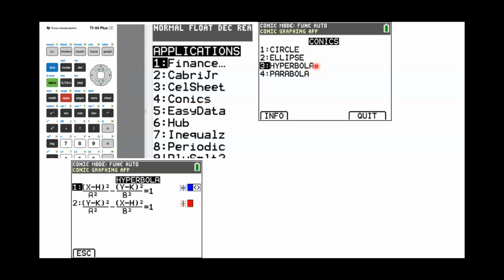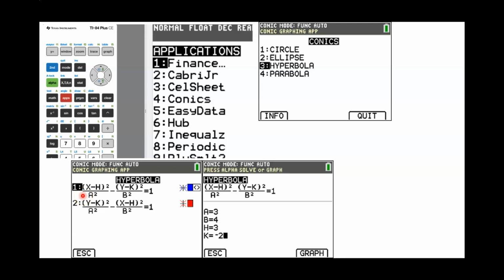And when I do, it gives me the option of a hyperbola that opens left and right and a hyperbola that opens up and down. So if you remember, the one we were just working with was one that opened left and right that had the major axis horizontal. So I'm going to choose that first one. And then it will let me define a, b, h, and k.